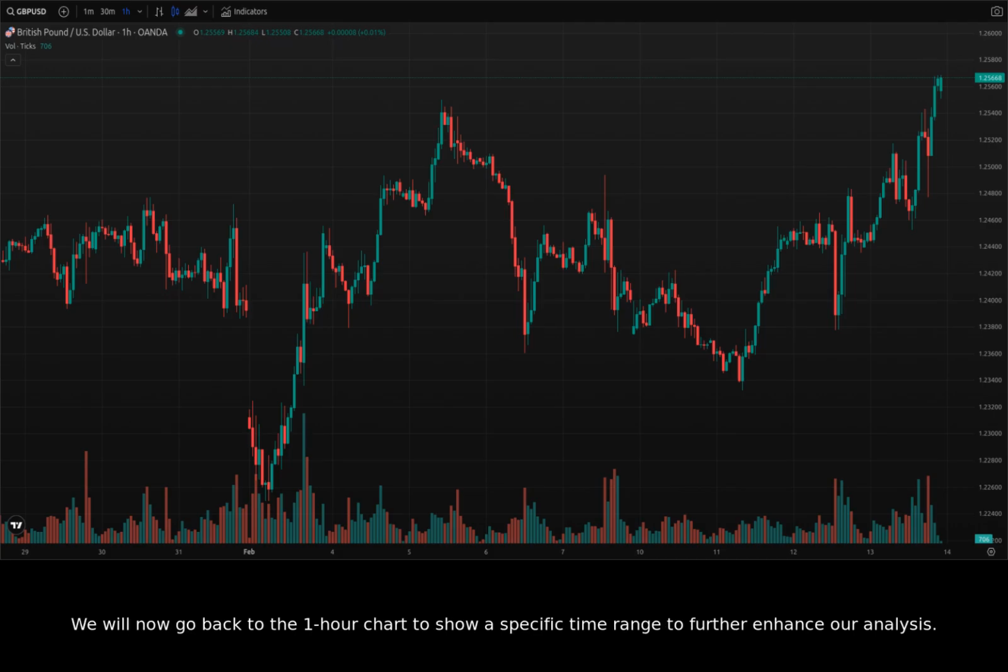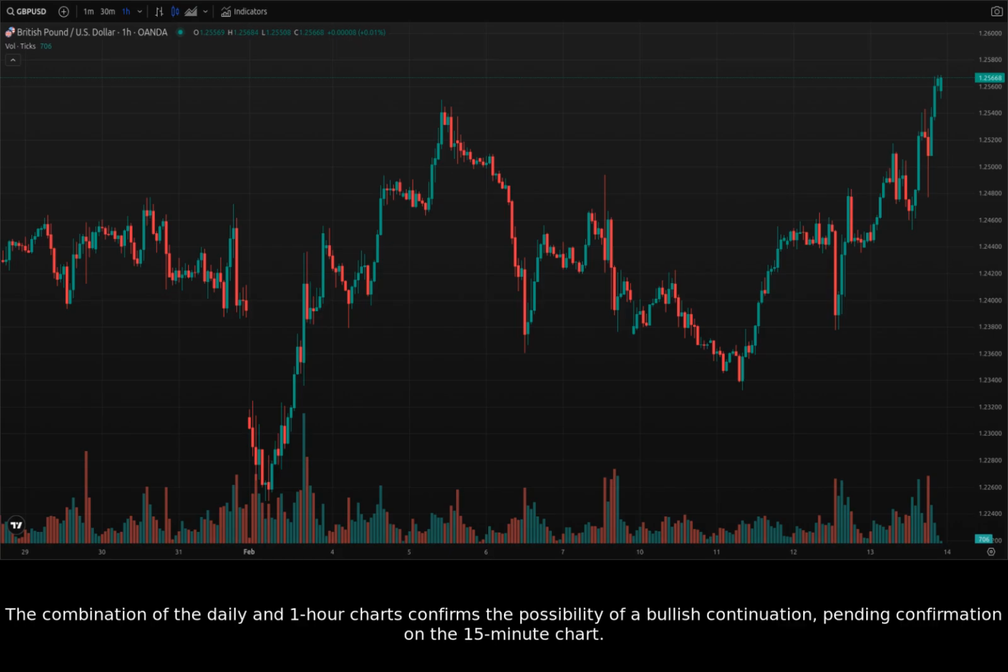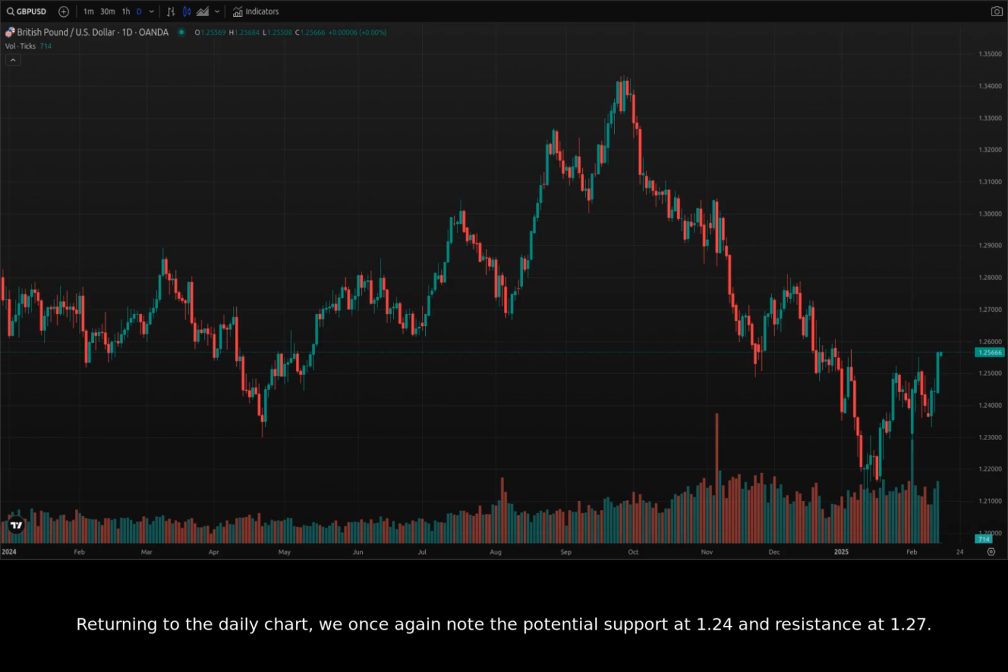We will now go back to the one-hour chart to show a specific time range to further enhance our analysis. Focusing on this specific range, we notice a period of consolidation followed by a sharp upward movement. This could be interpreted as a breakout from a short-term trading range. The combination of the daily and one-hour charts confirms the possibility of a bullish continuation, pending confirmation on the 15-minute chart. Returning to the daily chart, we once again note the potential support at 1.24 and resistance at 1.27.